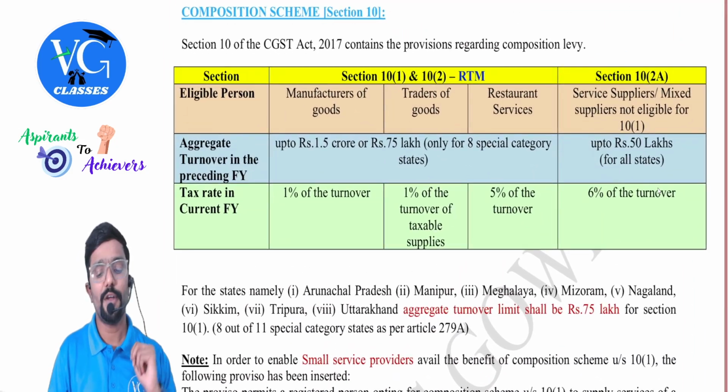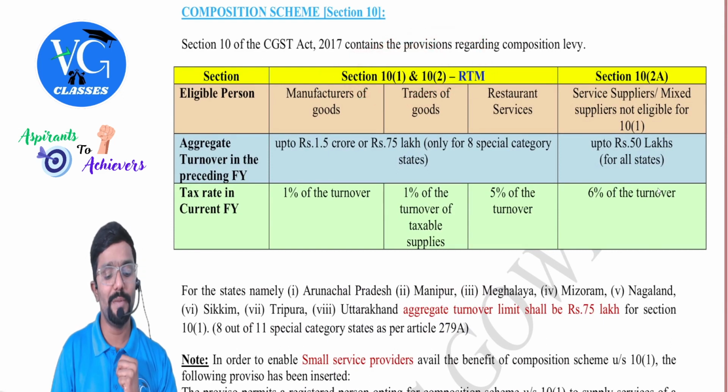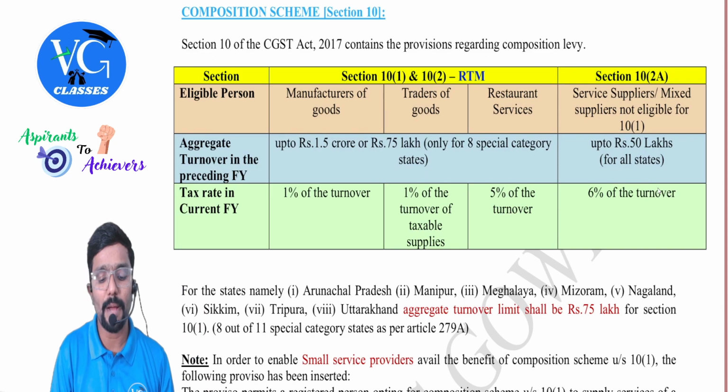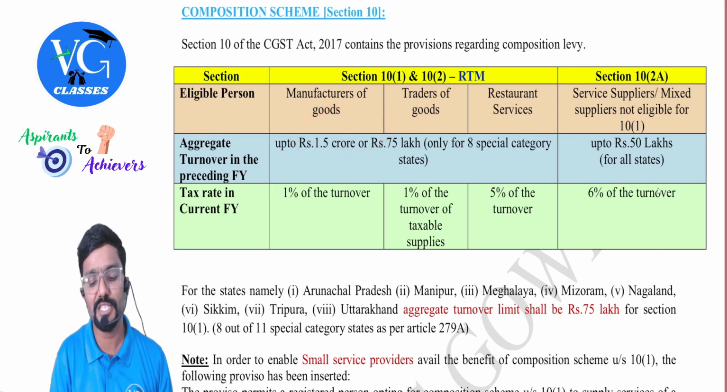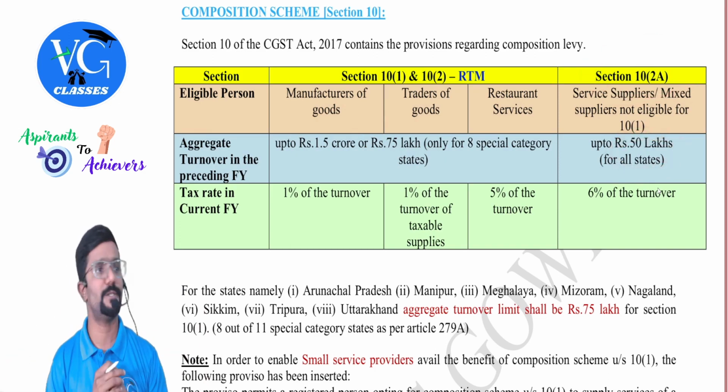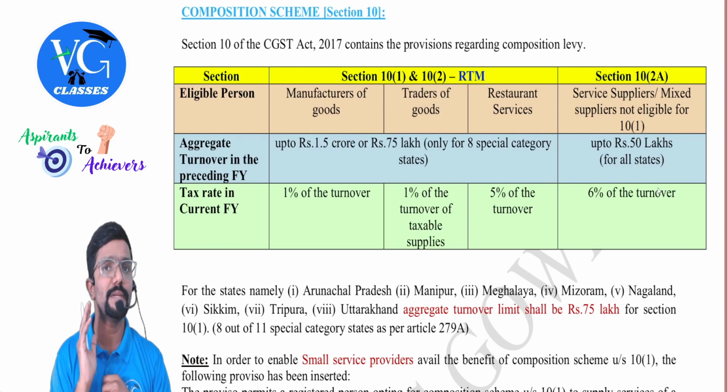You can see for 10(1) and 10(2), what is the threshold limit for checking the eligibility? Last year aggregate turnover should be up to 1.5 crore, or for special states 75 lakh. Whereas for 10(2)(a), the threshold limit is 50 lakh for all the states. Clear? And please remember the rates, guys.